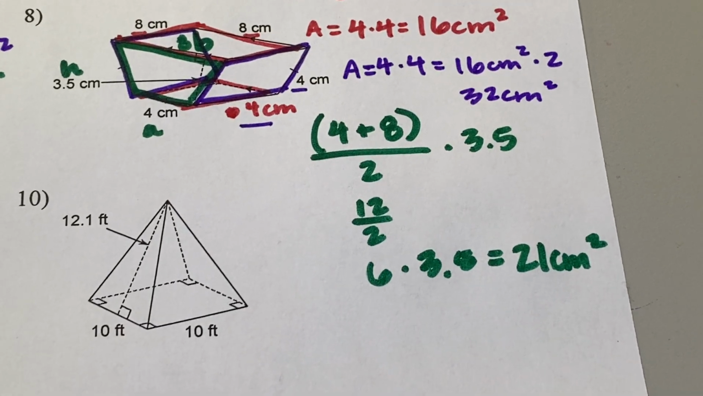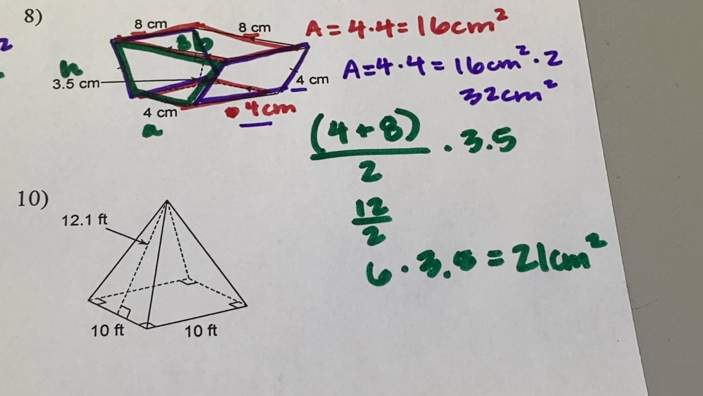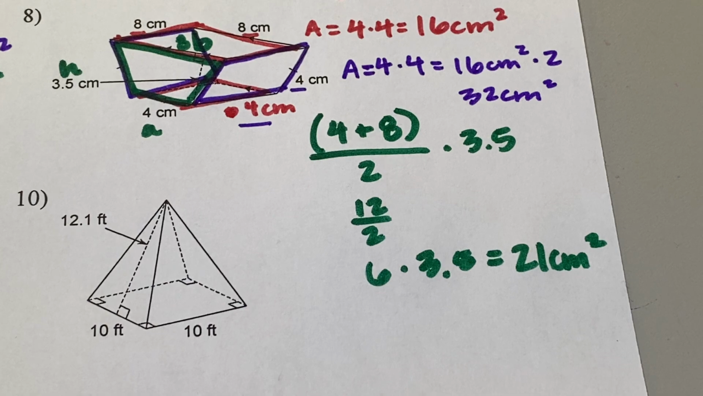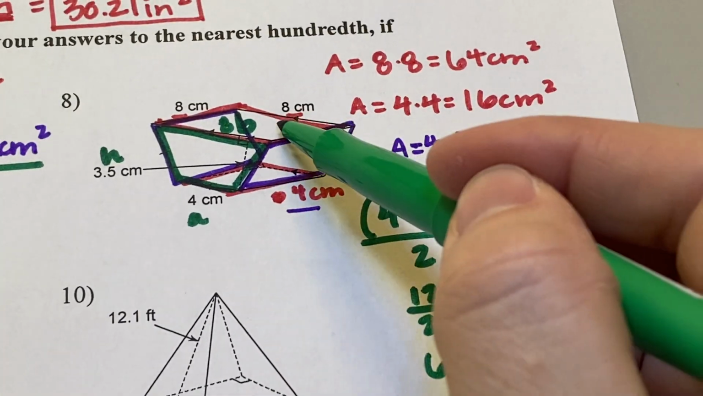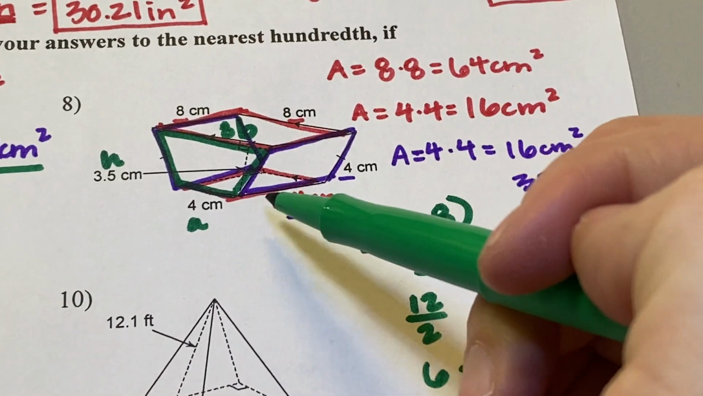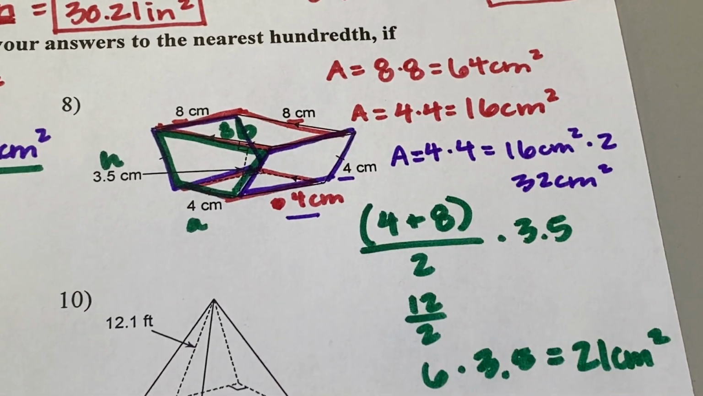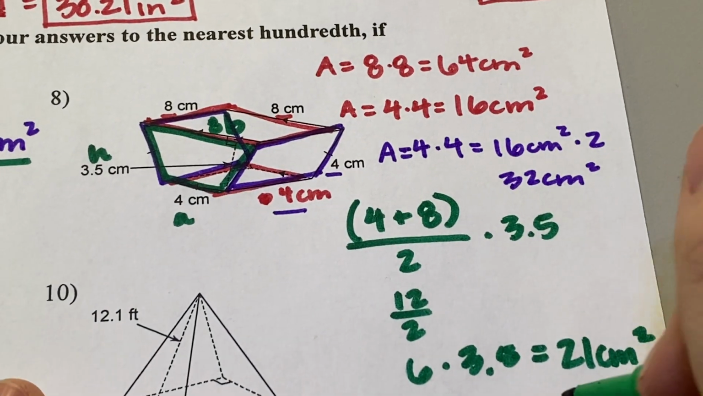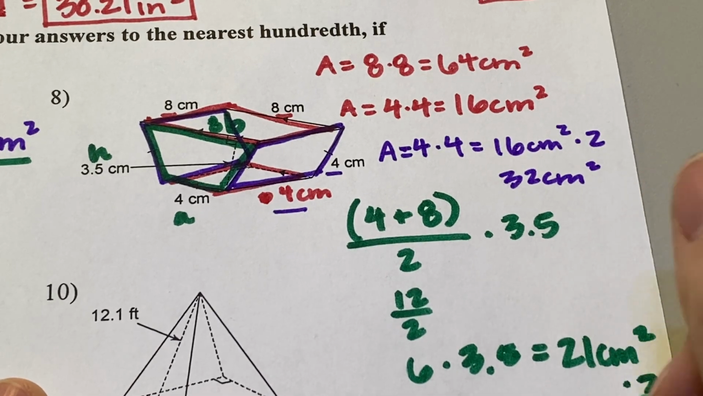How many trapezoid faces do we have, though? 4. We have 1, 2, 3, 4. Okay, so everybody look up here. Red, top and bottom. Yes, we have 2. Top and bottom was red. Side and side was purple, the other whole side. Okay, so now we need to multiply this by 2. Total 42 centimeters squared.